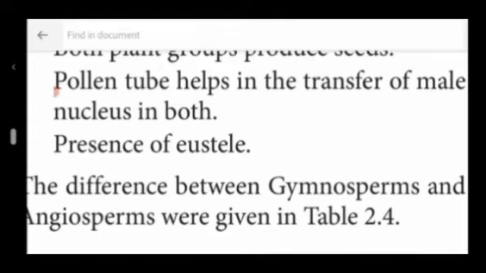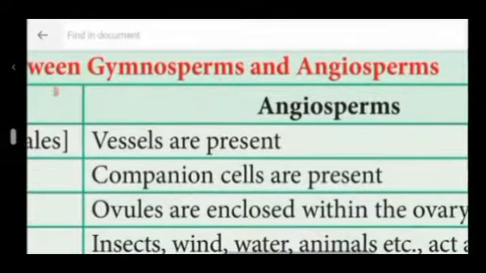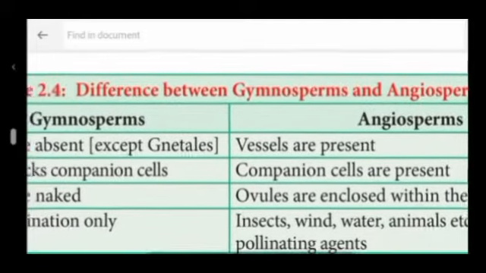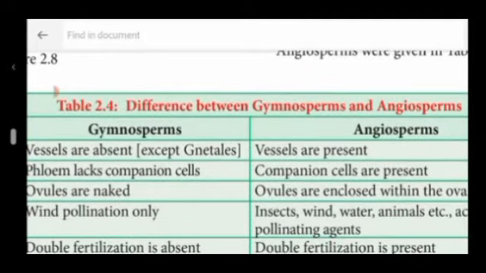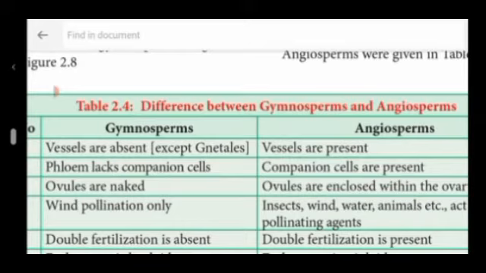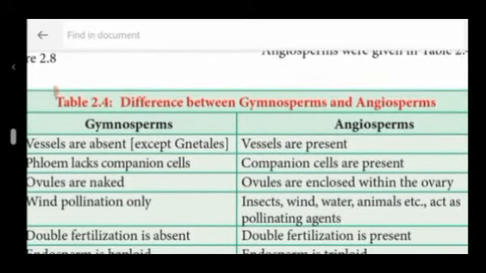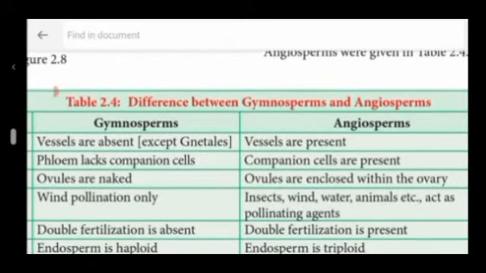The next, the differences between gymnosperms and angiosperms. The gymnosperms are called naked seeded plants, whereas the angiosperms are called closed seeded plants. In gymnosperms, the vessels are absent, except Gnetum which possesses vessels. But in angiosperms, all the plants possess vessels, the chief water conducting elements. In gymnosperms, phloem lacks companion cells. In angiosperms, companion cells are present.